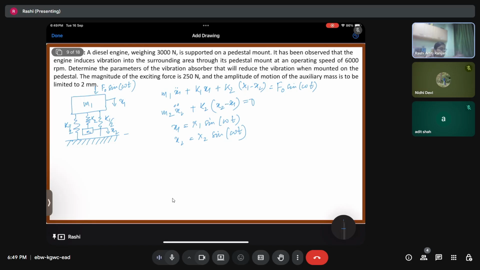Right? So I'll define some terms: omega 1, which is the frequency of my parent system. Then we have delta static, which is nothing but F naught by K1. And then omega 2, which is the frequency of the absorber. So using all this, it has already been done in the book and lecture also, but I'll just write the final equation. The final equation gives us X1 by delta static equal to, okay, wait, I should write it in the next slide.